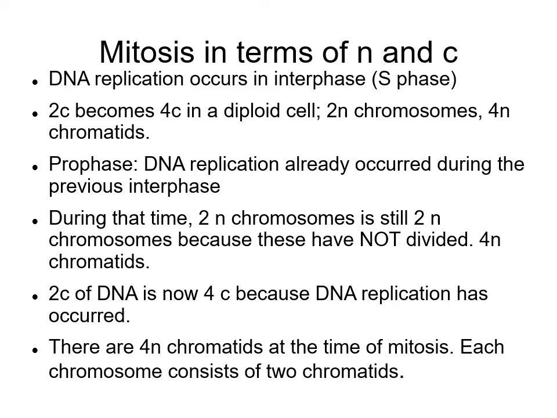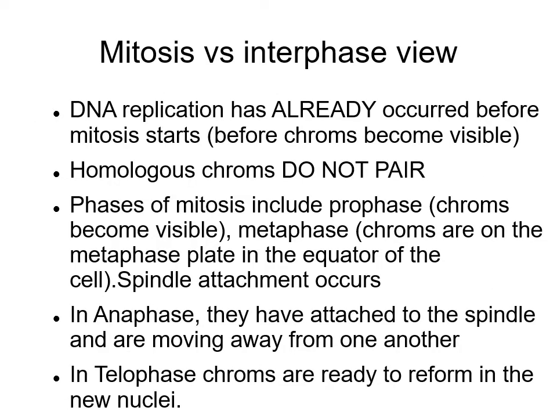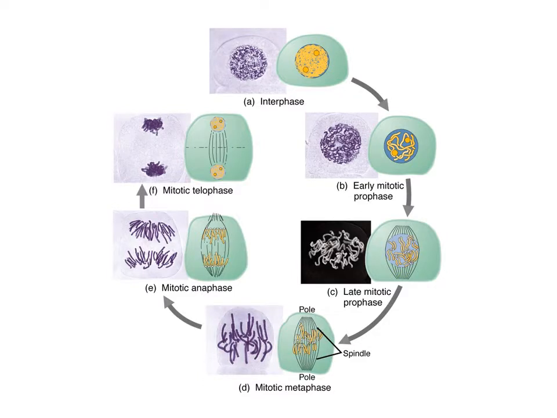Okay, so then we start into the actual mitotic divisions. Remember, DNA replication has already occurred before mitosis. The homologous chromosomes do not pair. Now, you don't need to know the names of the phases of mitosis. I'll say them here. It's not that important to know these. But it's important to know that when the chromosomes then separate from each other, the sister chromatids separate from each other, and that's going to give rise to the two new daughter cells. So here's some pictures. You don't need pictures.